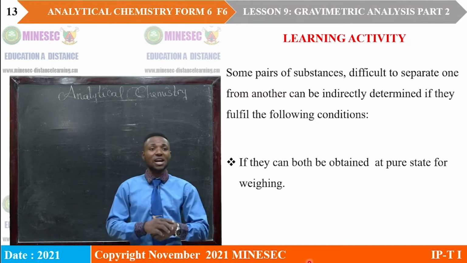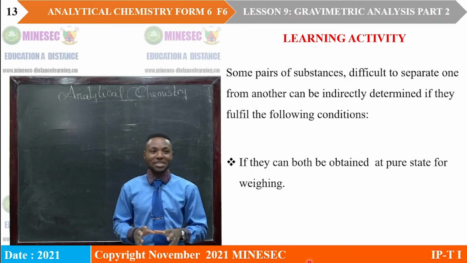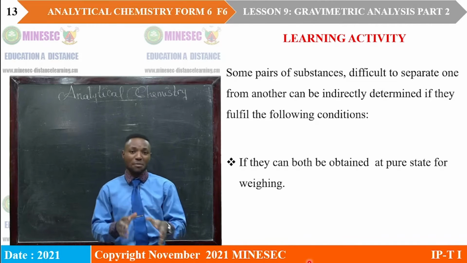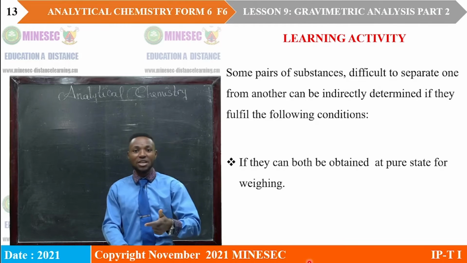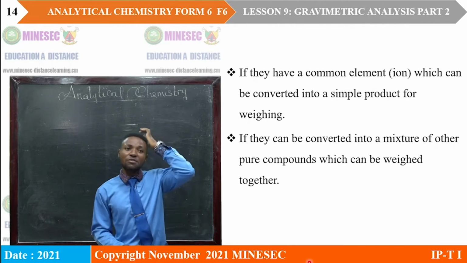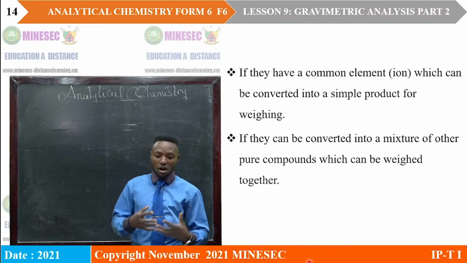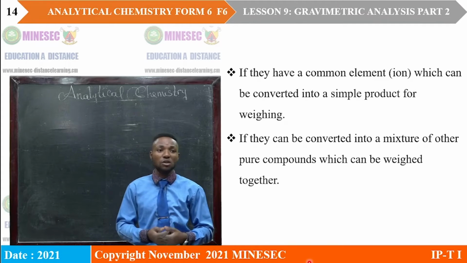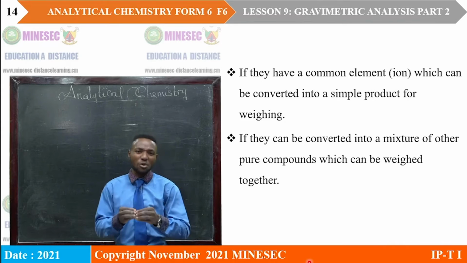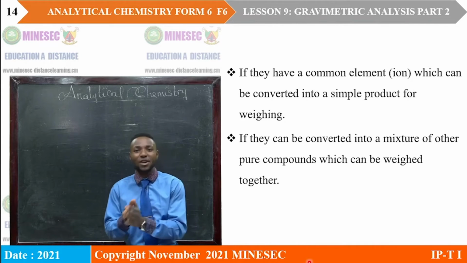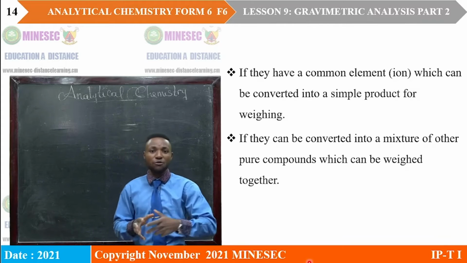The first condition is that they should both be obtainable in a weighable state. When they can be obtained in that state for measurement, they can be indirectly isolated. The next condition is if they have a common element, that is a common ion, which can be converted into a simpler product for weighing. If both substances have a common ion, and this ion can be converted into a pure substance for weighing, it fulfills the condition for separation.